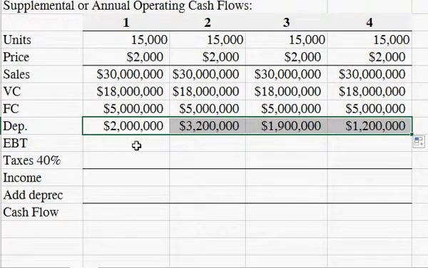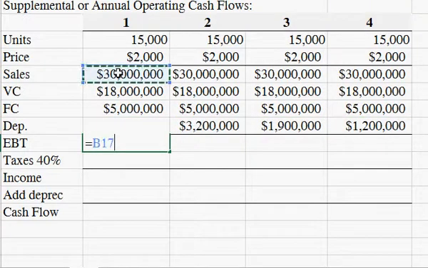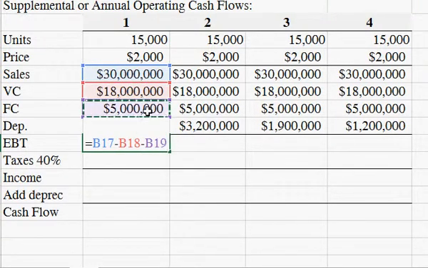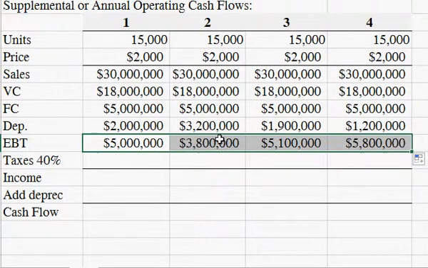And then we're going to subtract all of those from the sales and come up with our earnings before taxes. So equals 30 million minus 18 minus 5 minus the 2 million, which is B20, and we come up with $5 million for year 1, and then pull it across. This is our taxable income, our earnings before taxes.